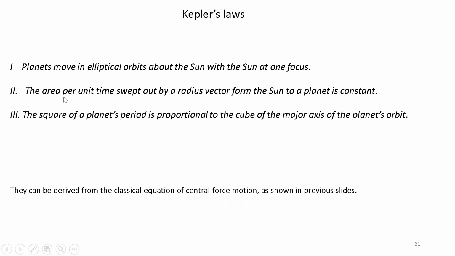And the second one: the area per unit time swept out by a radius vector from the sun to a planet is constant. That is what we said is due to the conservation of angular momentum. And then the third one is what we just showed.